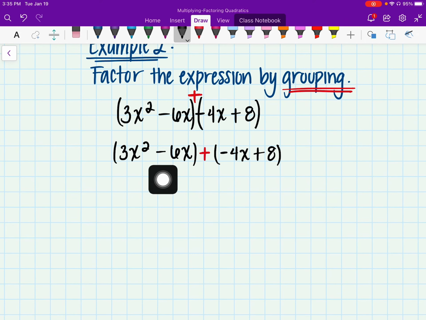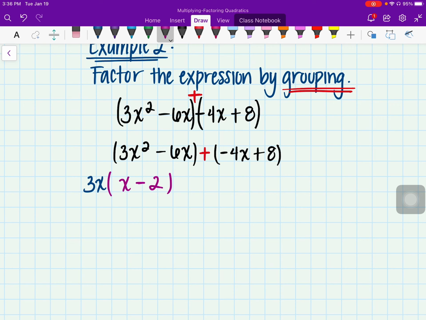I want to see what I can factor out from 3x squared minus the 6x. And if you take a look, both of these numbers, 3 and 6, are divisible by 3, and both of these terms already have an x, so I'm going to factor out a 3x. So I have a 3x in front, and inside the parentheses, if I take 3x squared divided by 3x, I should only be left with an x. And we have a negative 6x, and divided by a 3x, we should be left with a negative 2.